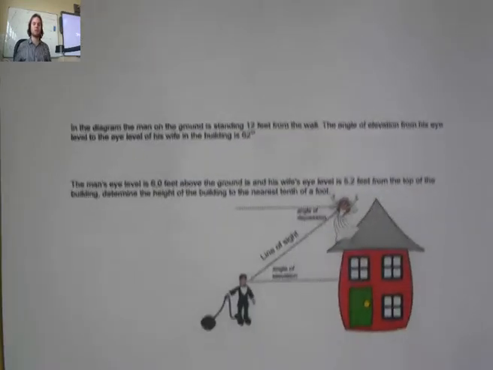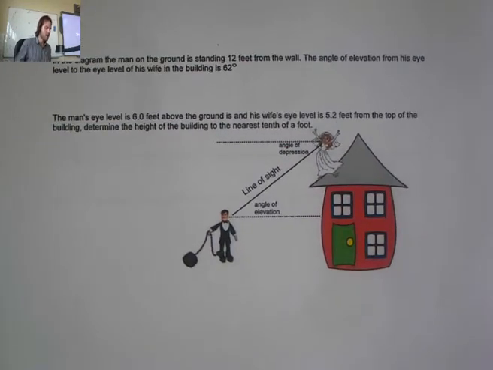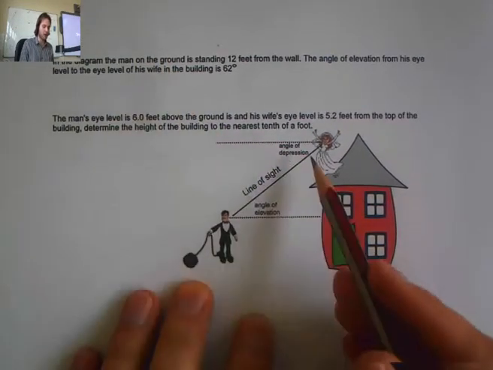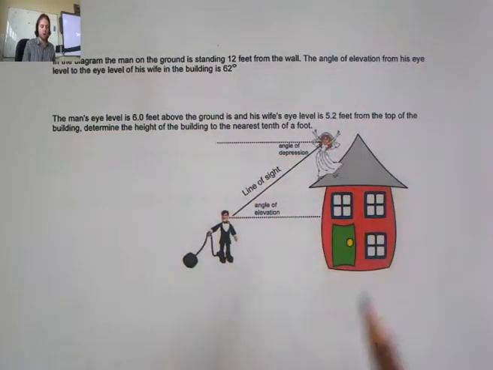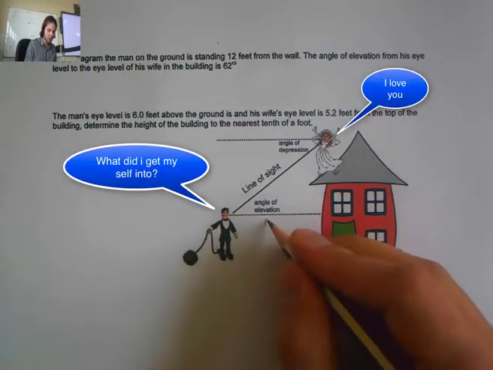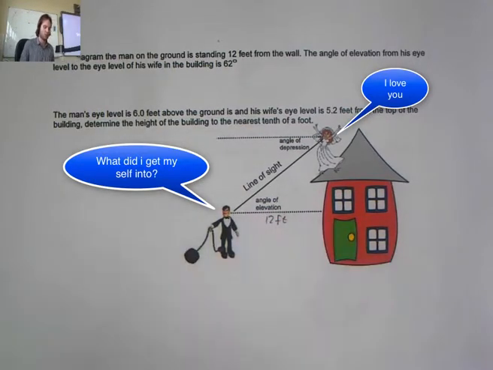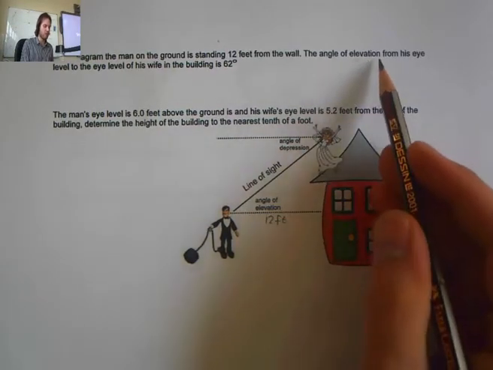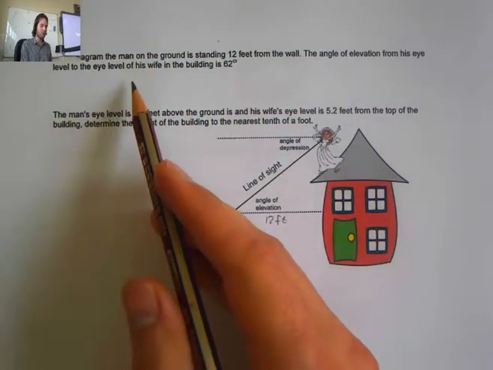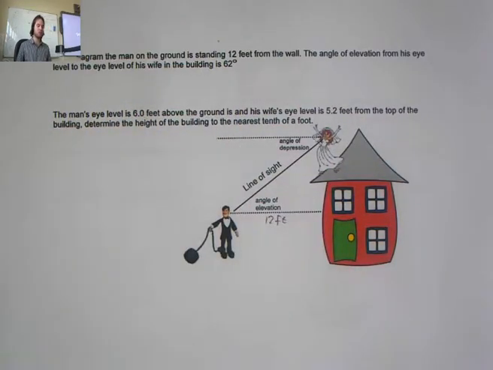All right. Next question here. In the diagram, the man on the ground is standing 12 feet from the wall. So this man here is 12 feet from the wall. Okay? So from here to here is 12. The angle of elevation from his eyes to the level of his wife is 62 degrees.